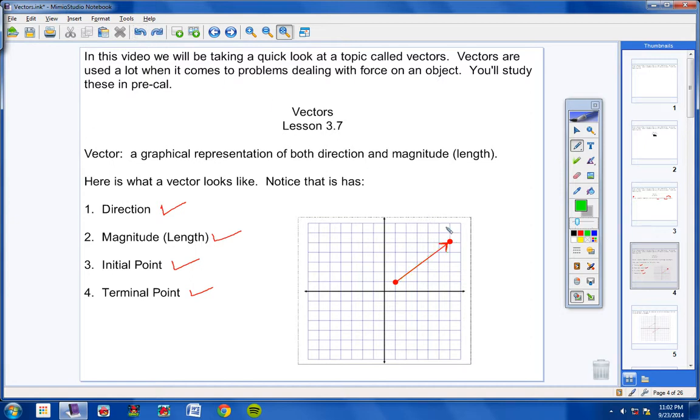So this point up here, I don't like that color. You can't see that very well. Let's change that. This point up here is your terminal point. And this point down here is your initial point. Initial means starting, terminal means ending, which makes sense. So this starting point here is called your initial point. This ending point here is called your terminal point. Okay, so here's what a vector looks like. It has these 4 components to it: direction, magnitude, initial point, terminal point. Please make note of all of this, and we're going to continue on.